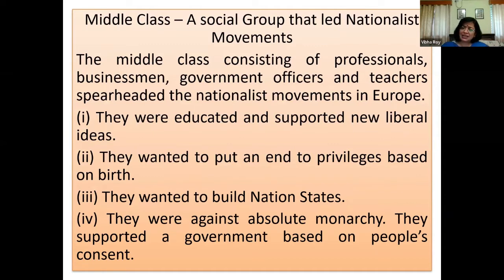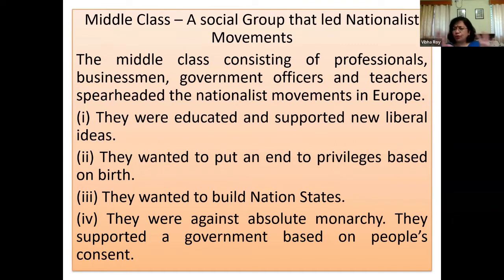So the middle class, consisting of professionals, the educated people, the businessmen, the government officers, the teachers, they spearheaded and were leaders in the nationalist movement in Europe. Now this middle class was educated and they supported new liberal ideas also. They wanted an end to all the privileges which were given to the aristocracy. And they wanted to build a nation state. They wanted a nation to come up.